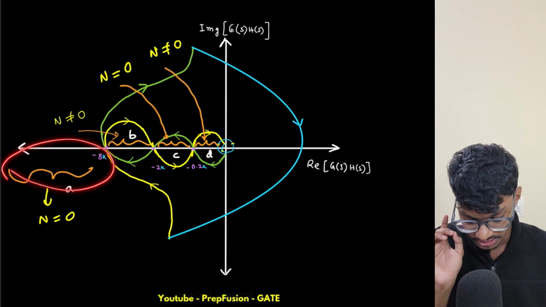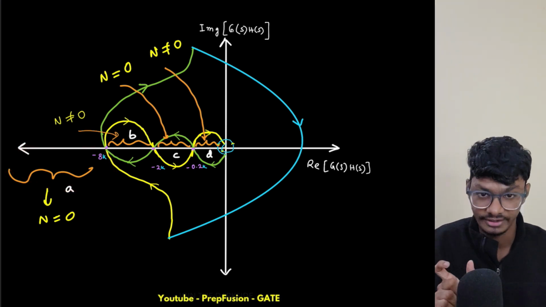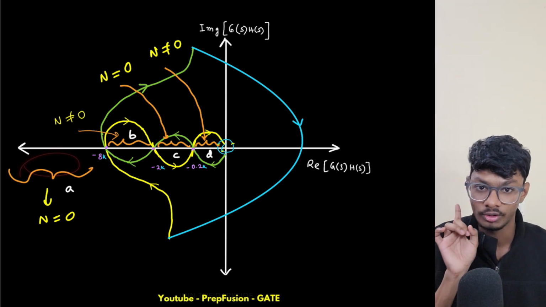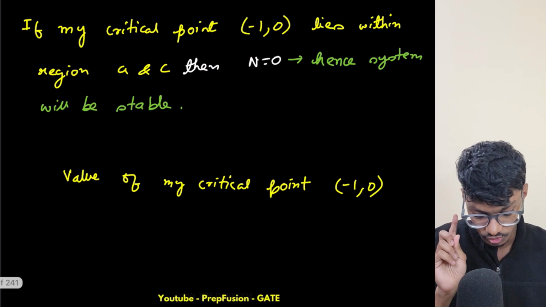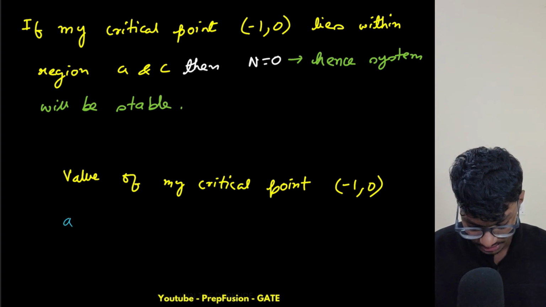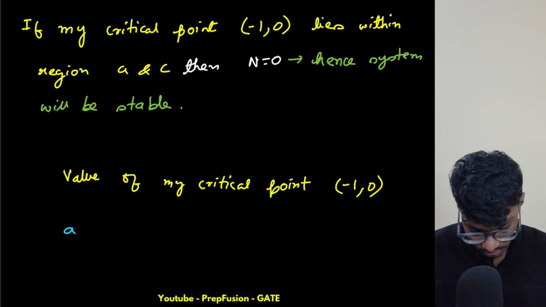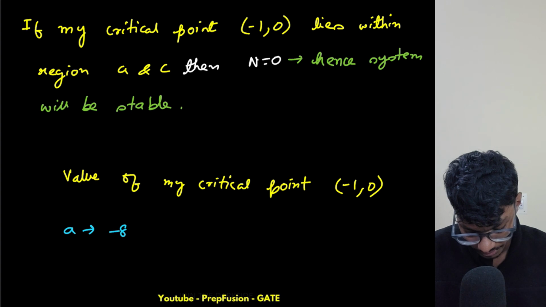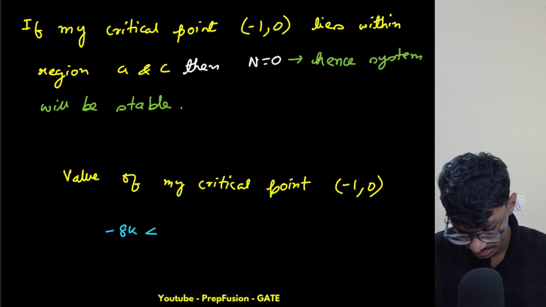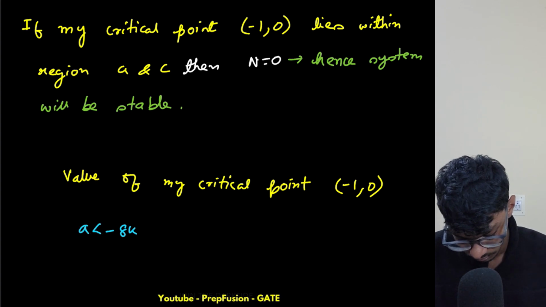Now, what is this region? What is the value of this region? Minus 8, so minus 8k. If my critical point lies within this region, then it is fine. What is the A region? The A region basically lies from minus 8k to minus infinity, right?